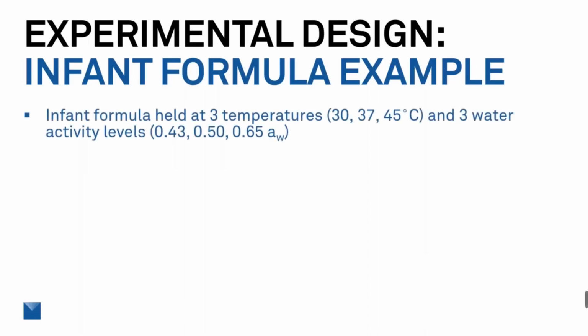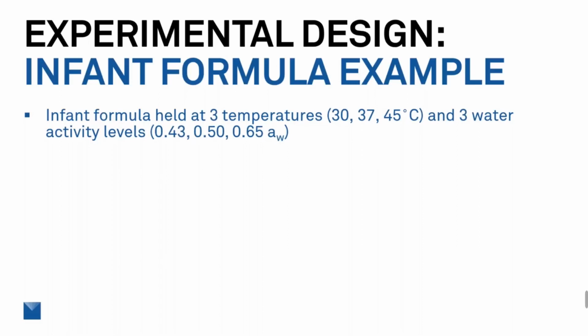So we had the infant formula, and we held it at 3 temperatures. In our case, it was 30, 37, and 45 C. So that's the accelerated part: we elevate the temperature and the water activities and see what happens, to make things progress a little faster. And then we had 3 water activity levels: 0.43, 0.50, and 0.65. We did a combination of those, ending up with 9 different subsamples that we were monitoring.